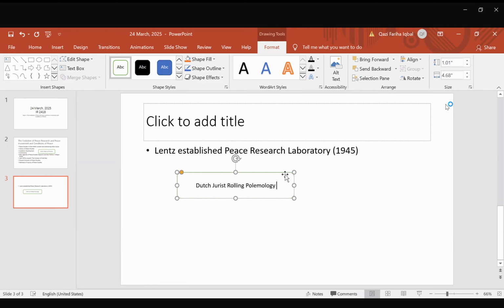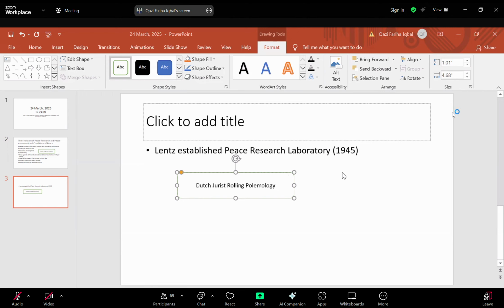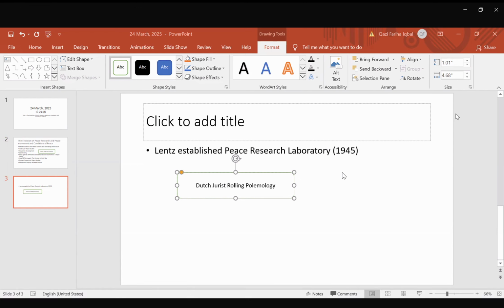Later on, in the 1950s, we have seen the introduction of the Bulletin of Research Exchange on the Prevention of War.